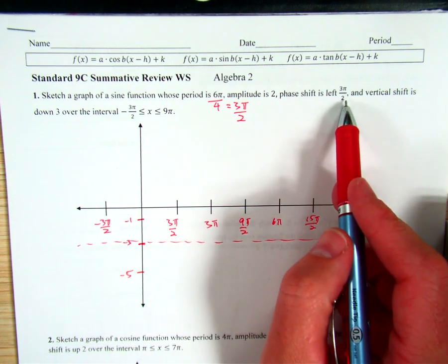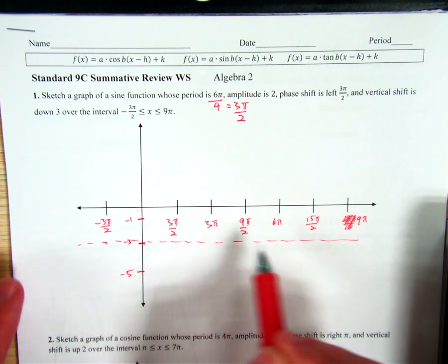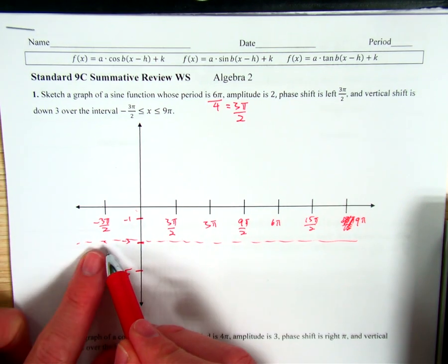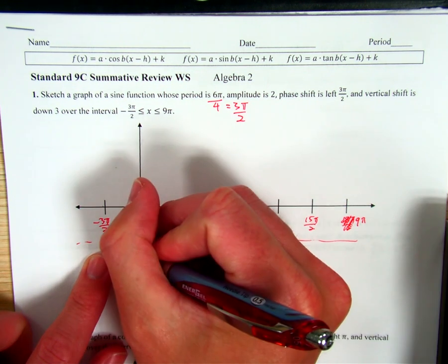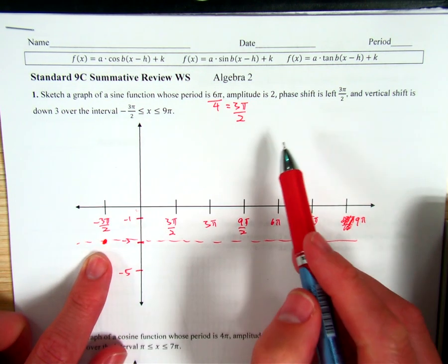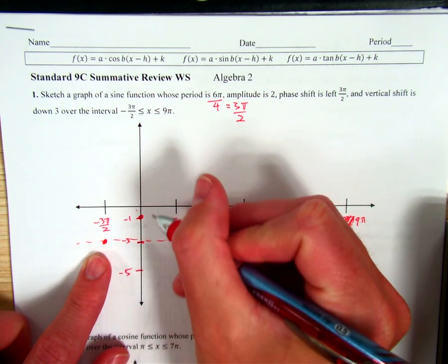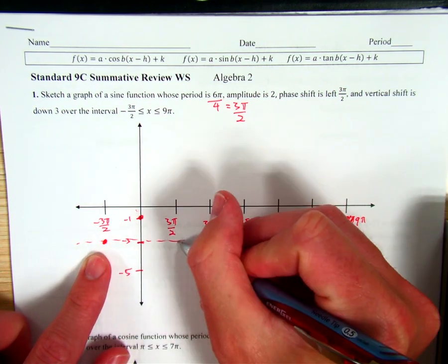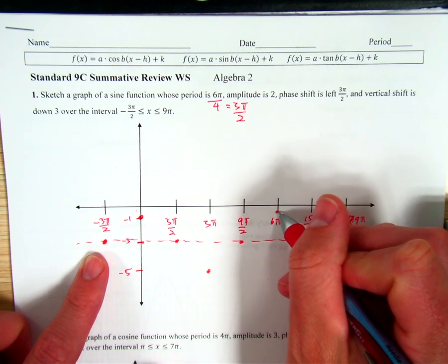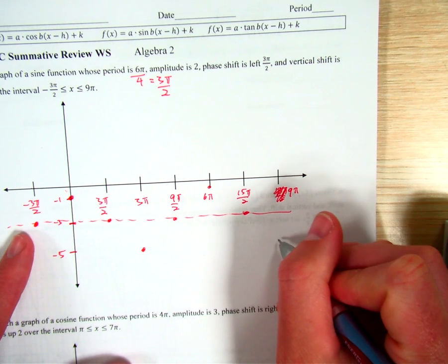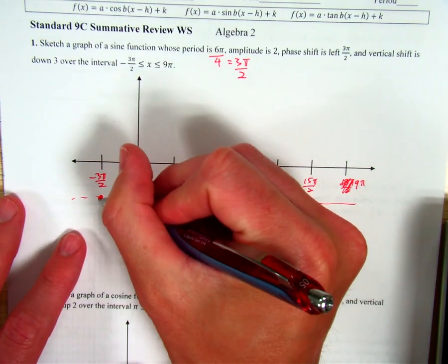Alright, and now we're ready for the phase shift. That's your starting point, left 3 pi over 2. So we're going to be on our new midline, back up 3 pi over 2. Okay, we're doing a sine function. Sine starts on the midline. It doesn't say anything about negative or flipped, so we're going to go up. Sine normally goes up 2. Now we're down, bottom, midline, top, midline, bottom. Okay, and then we smooth it out.